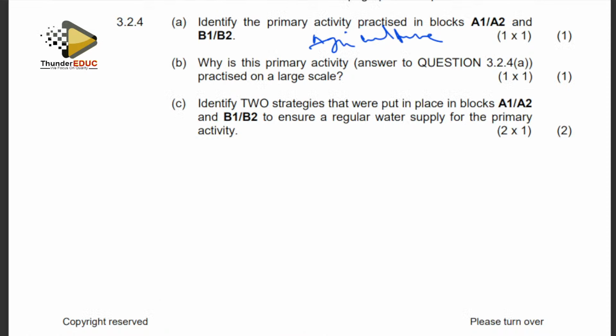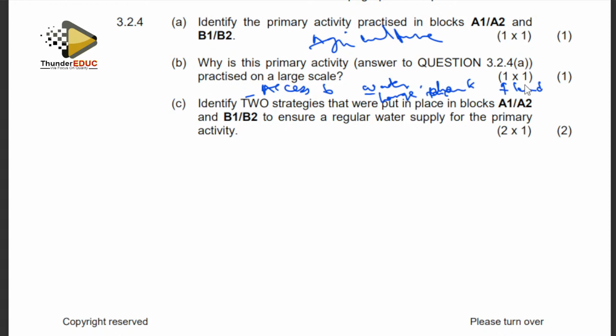Let's go back to the question and put our answers there. Why is this activity taking place? Number one, access to water from the rivers and from the dams that are there. Number two is a large tract of land, or a large chunk of land.